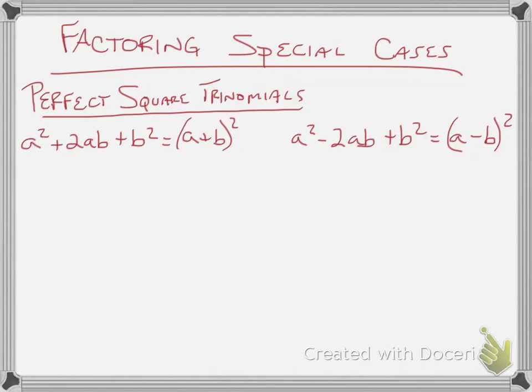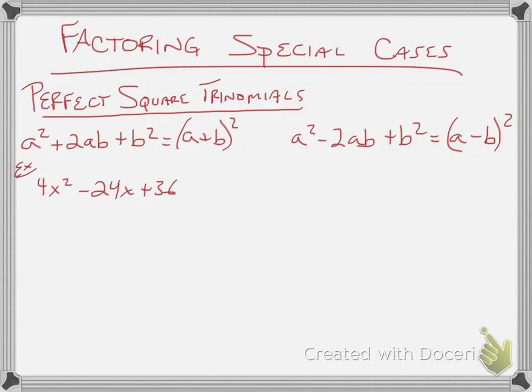Okay? So I'm going to start with this example, 4x squared minus 24x plus 36. And this last term is always going to be a positive. So my first term is 4x squared. My last term is 36. Both of those are perfect squares.